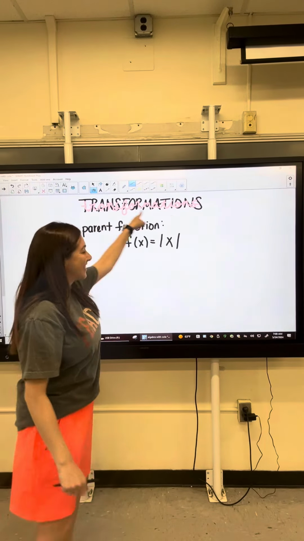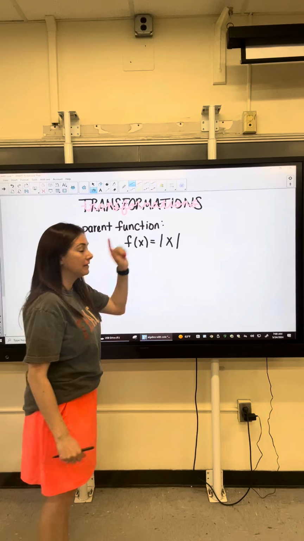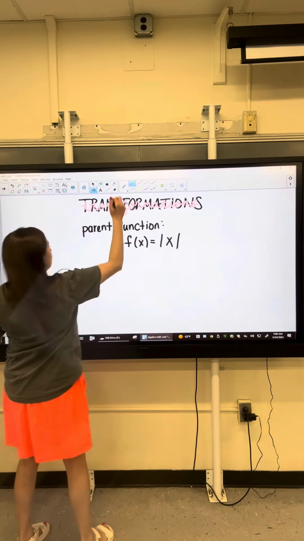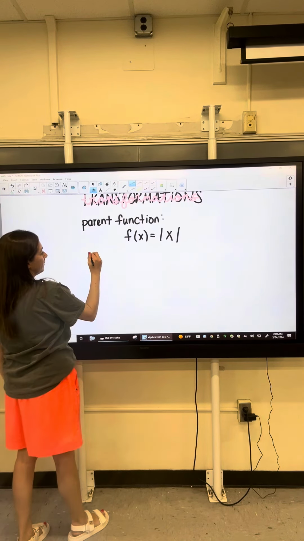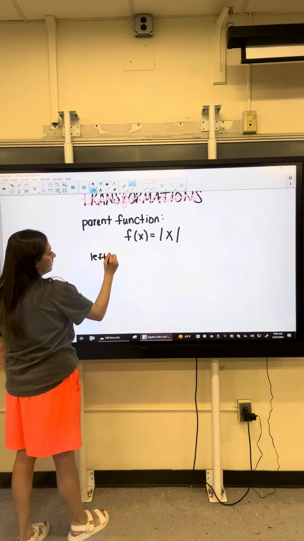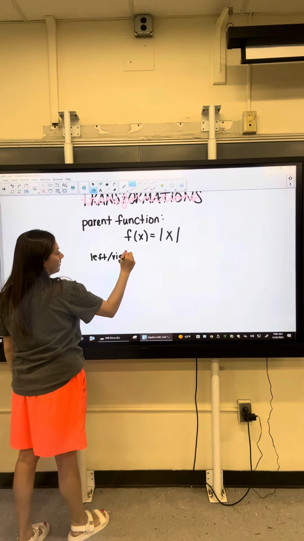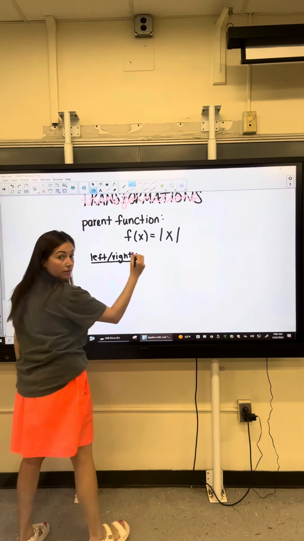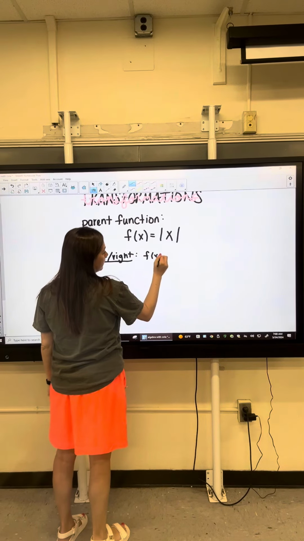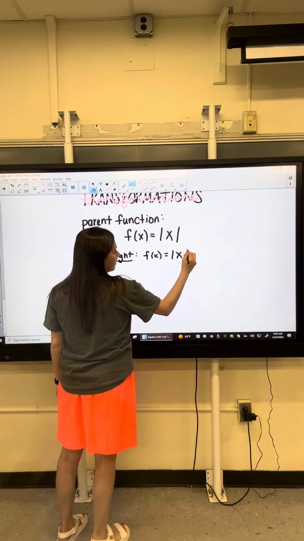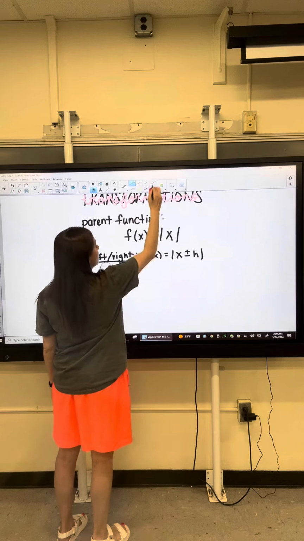So today we're going to talk about transformation of functions. Specifically, when we have a parent function and how we can transform it. So say my parent function is absolute value of x, and we want to shift that function left or right. What we have to remember is when we're going to shift that function, whatever we shift it by is going to happen inside the symbol.